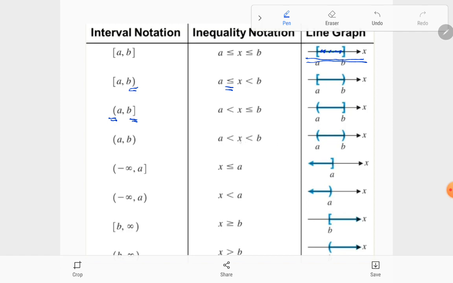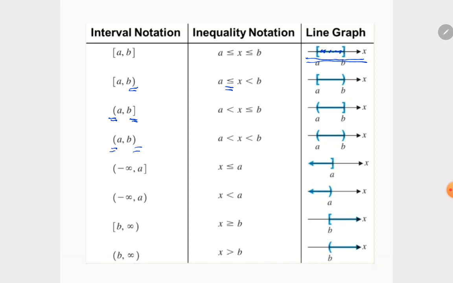For this one, x is greater than a and less than b, both endpoints are not included, so we use the parentheses. So on the graph, we locate a and b and we use the parentheses. That means x is between a and b, but the endpoints are not included.